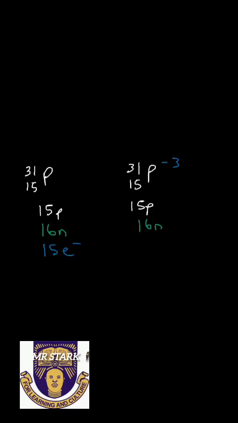Therefore, an ion with a negative charge has more electrons than protons. So we have 15 protons, which has a charge of positive 15, and 18 electrons, which has a net charge of negative 18. 15 minus 18 gives you a net charge of negative 3. So whenever you have a positively charged ion, it tells you that that ion has more protons than electrons. If you have a negatively charged ion, that ion has more electrons than protons.